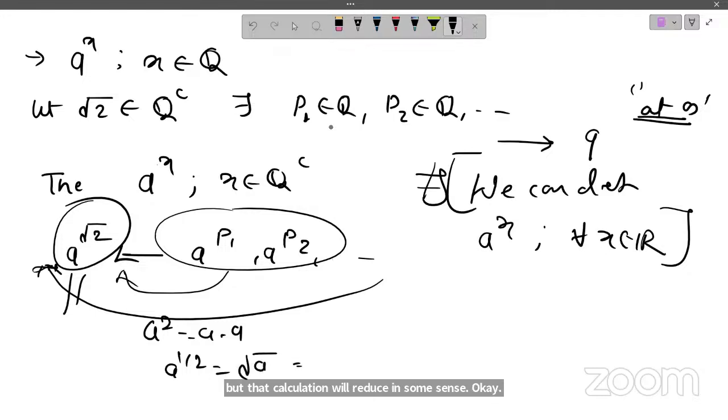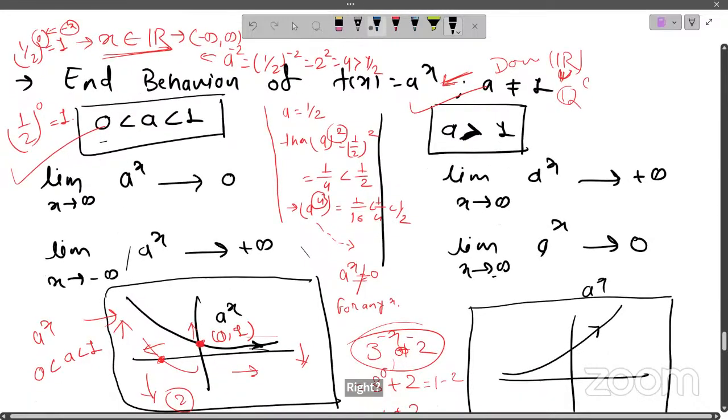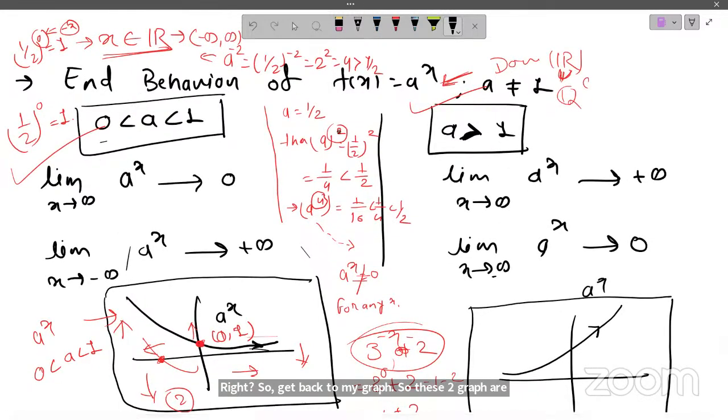Is it clear or not? I can explain one more time. It's okay. Yeah, ma'am, it's clear. Thanks. Right? So get back to our graph. So these two graphs are clear, or should I explain more?